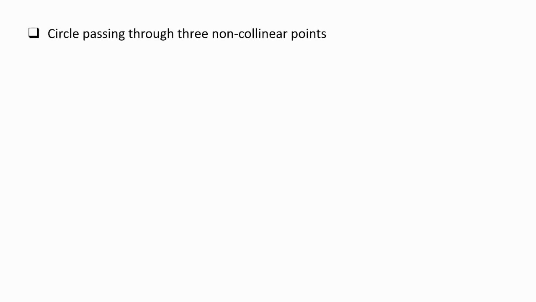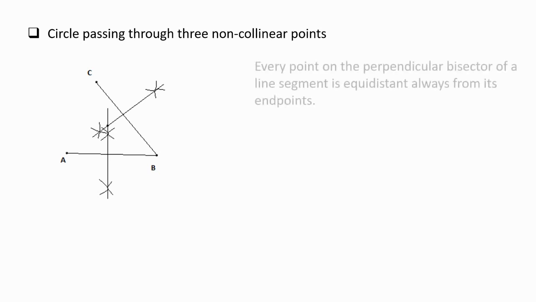Circles passing through 3 non-collinear points. We have 3 non-collinear points A, B and C. To find out how many circles can pass through the points A, B and C, let us do a construction. Join segments AB and BC. Bisect both the segments AB and BC.